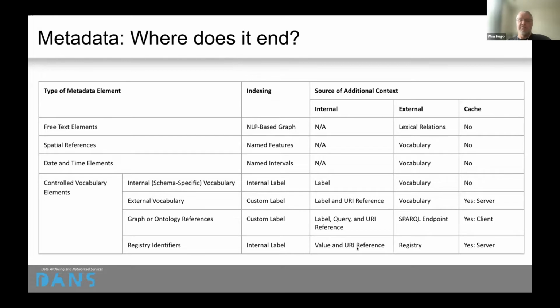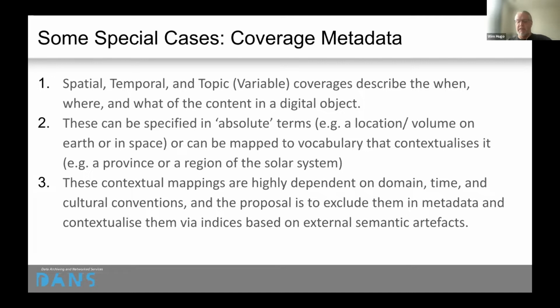So that's where we are in terms of thinking about the broad concepts around the border between metadata and semantic artifacts. There are some special cases that I've documented in the rest of the presentation, which will be available to you, but for which we don't have time at all. And that is that spatial, temporal, and topic coverages describe the when, where, and what of the content of a digital object. But we can, of course, specify this in absolute terms, such as a location on Earth or a position in space. And these can then be mapped to external vocabularies that contextualize it depending on the perspective of the end user. And what I'm saying is that these typical mappings are highly dependent on the domain, on time, on cultural conventions. And our proposal is to actually exclude them in metadata and contextualize them via indices based on external semantic artifacts.